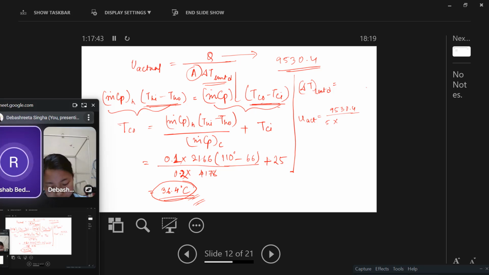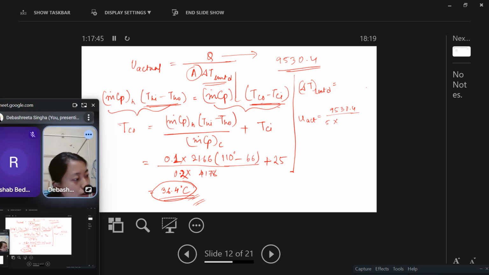$55.7 delta LMTD. Yes, 55.6 or 55.7, whatever. So if you insert here, you get U actual as, I'm directly writing the answer, 34.3 watt per meter square Kelvin.